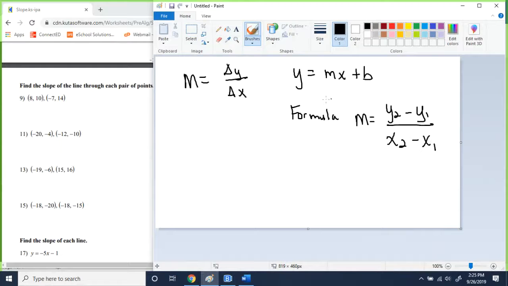Okay, and if at any time this video is moving too fast, pause the video. Make sure you're writing good detailed notes.